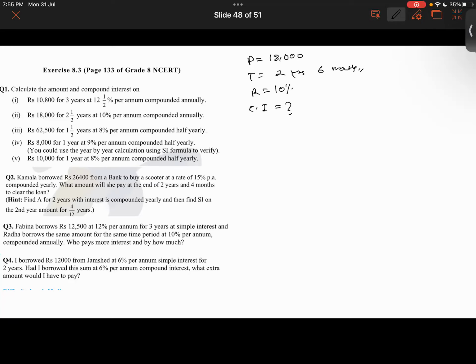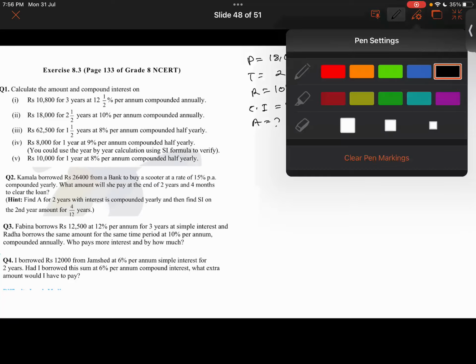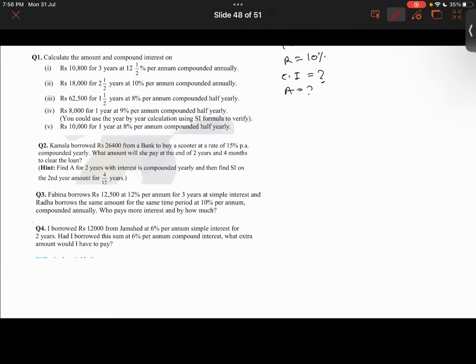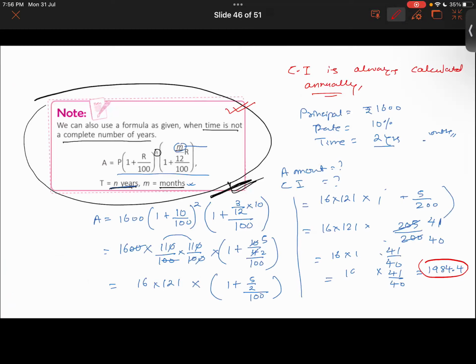Now see the next question. Here, principal is given 18,000. Now, time is 2 years, 6 months, isn't it? Yes, sir. 2 years, 6 months, and rate is 10%. We need to find the compound interest, and we need to find the amount here. Now the previous formula we are going to use here, which one? This one, which I just told you. Amount equals the same. This thing is same here. Just we have added this one here, right?